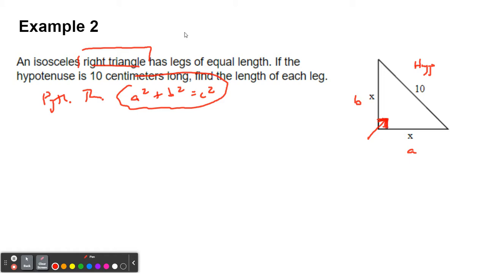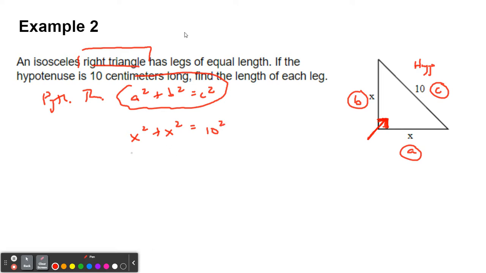So you see what I did here? I used the right angle box and I put an arrow line through it. That always points to the hypotenuse. This is your C. All right, so here's A, here's B, here's C. So we're going to do x squared plus x squared equals 10 squared.